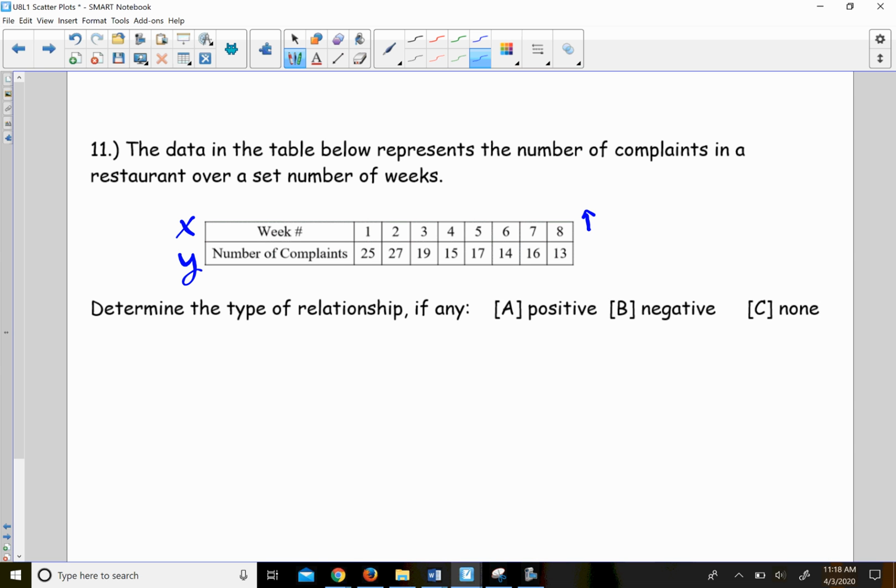So what's happening as this is increasing? Is this increasing or decreasing, or is it kind of all over the place? So you have 25, 27, 19, 15, 17, 14, 16, 13. It's not perfect, but I'm noticing that it's having a trend going downward. There's a couple that go up a little bit, but really it stays around that number and then drops, and it keeps doing that. So I'd say negative. Which relationship shows when X increases, Y decreases? Right, they're moving in opposite directions. That's going to be a negative correlation.